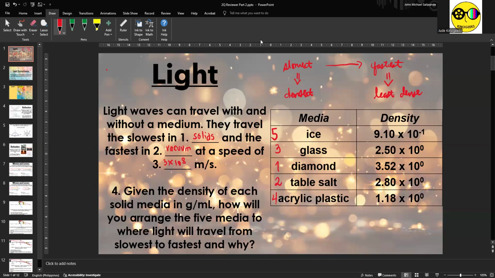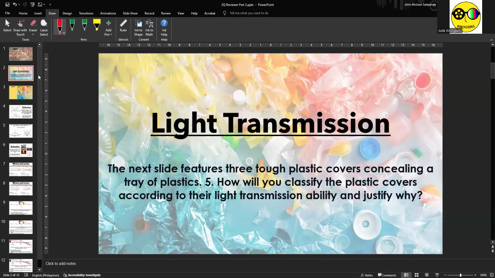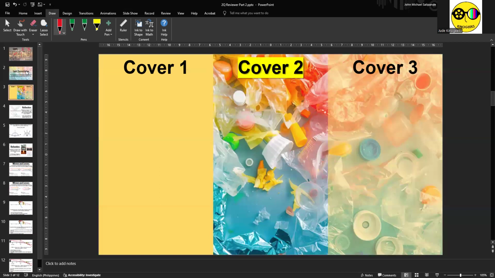All right, so these are the electromagnetic properties of the light, specifically the visible spectrum. Let's move on to light transmission. In light transmission, the next slide features three tough plastic covers concealing a tray of plastics. How will you classify the plastic covers according to their light transmission ability and justify why? So we have three covers, wherein in cover number 1, you don't see the plastics anymore. In cover number 2, you clearly and completely see the plastics. And in cover number 3, you can still see the plastics, but they are barely visible or blurry.